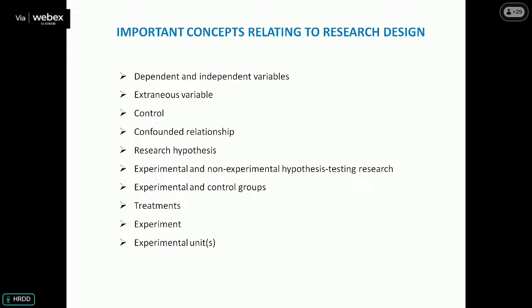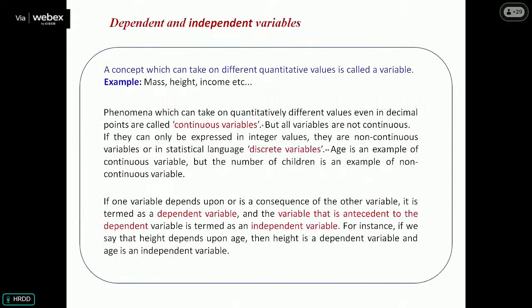So these are the 10 parameters, or the 10 concepts, of research design. We have to understand each concept one by one. So first we take dependent and independent variable. It's very simple. A dependent variable is one which is dependent on the independent variable.